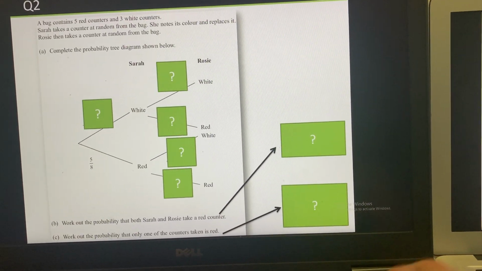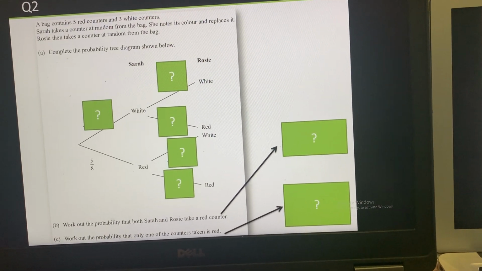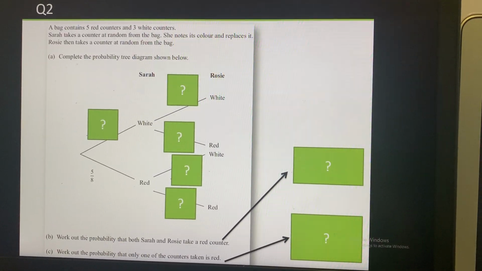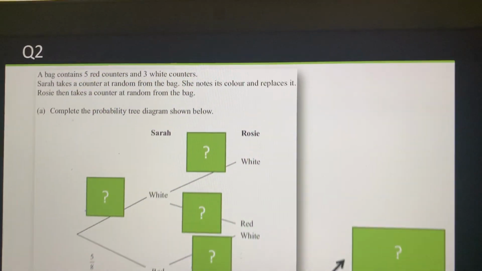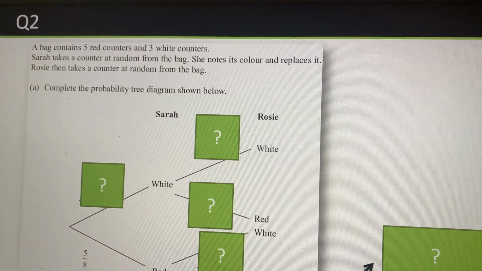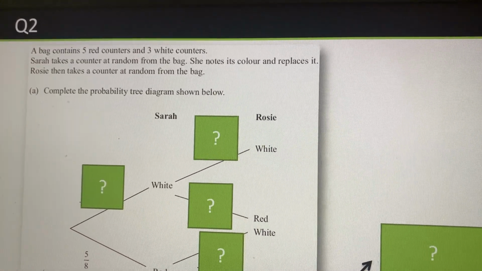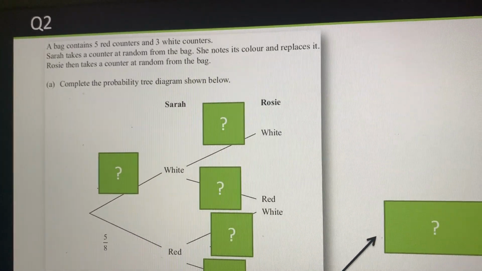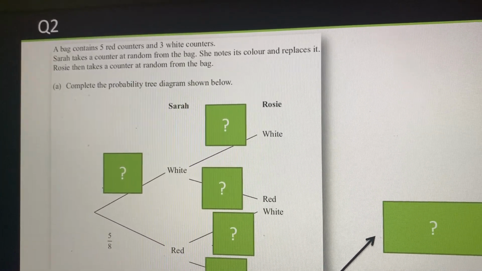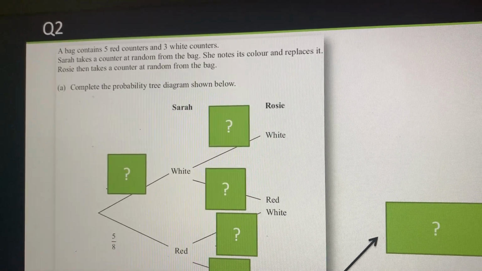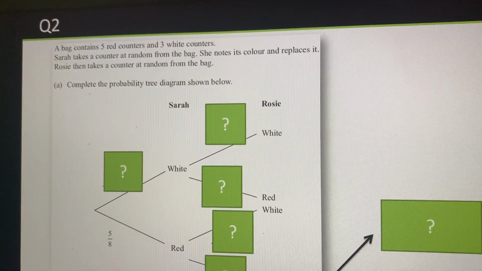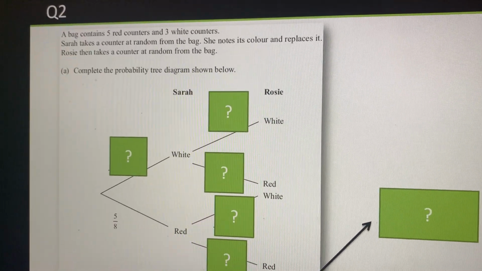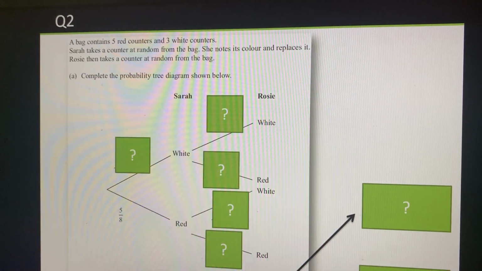So let's have a look at another example. Let's have a look at an example that is with replacement. It says a bag contains 5 red counters and 3 white counters. Sarah takes a counter at random from the bag. She notes the colour, and then she puts it back into that bag, so she replaces it. Rosie then takes a counter at random from the bag. It says complete the probability table.